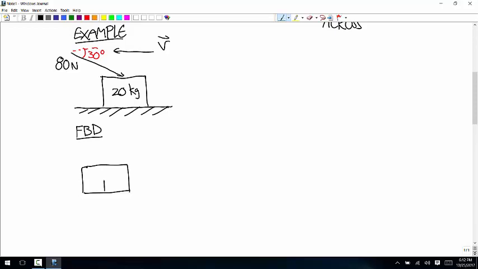Okay, so there's the weight. 20 kilograms times 9.81 is 196.2, right? Yes. And then there's a contact force from the ground.